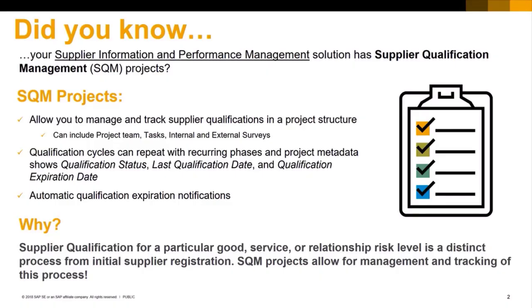So did you know that your SIPM module has Supplier Qualification Management or SQM projects? SQM projects allow you to manage and track supplier qualifications in a project structure. So you can include a project team, tasks, and internal and external surveys. Qualification cycles can repeat with recurring phases, and project metadata shows things like qualification status, last qualification date, and qualification expiration date. And the projects themselves can also trigger automatic notifications of expiration of a qualification. So after 6 months, a qualification has expired and you need to carry out another qualification.